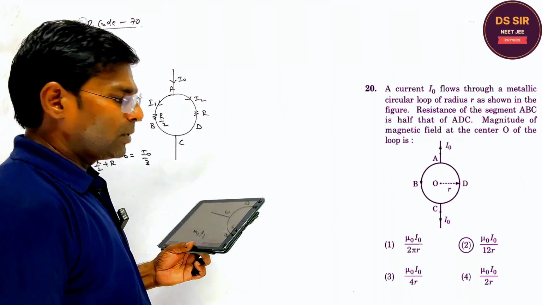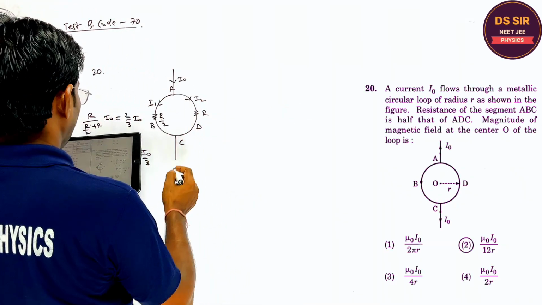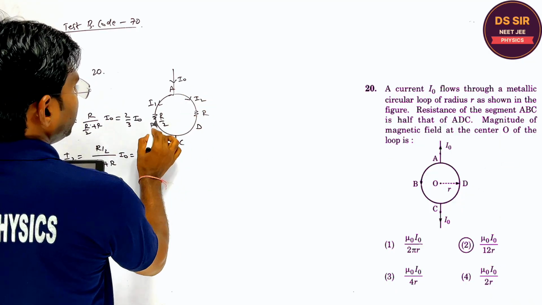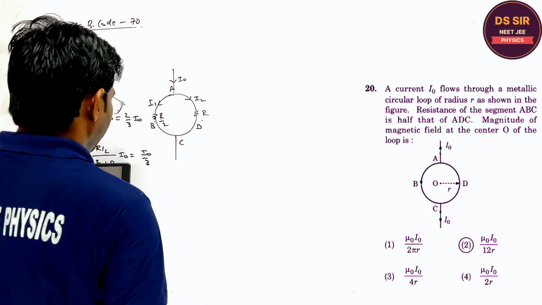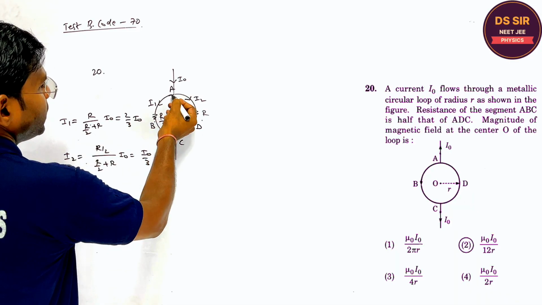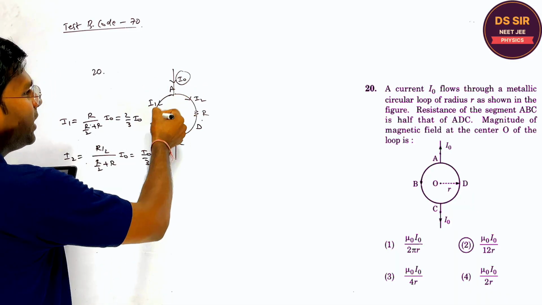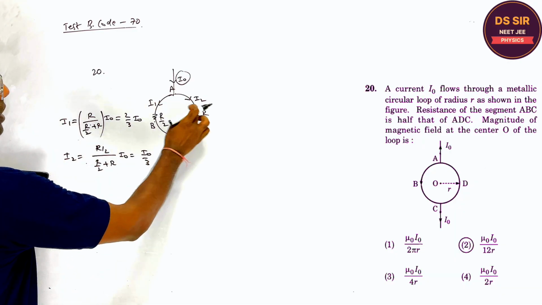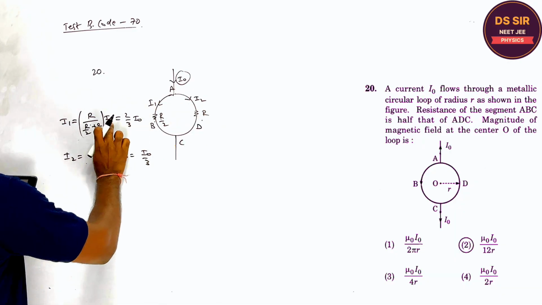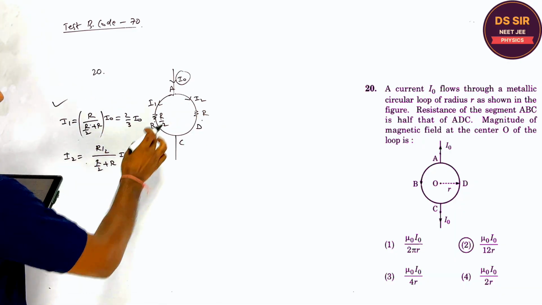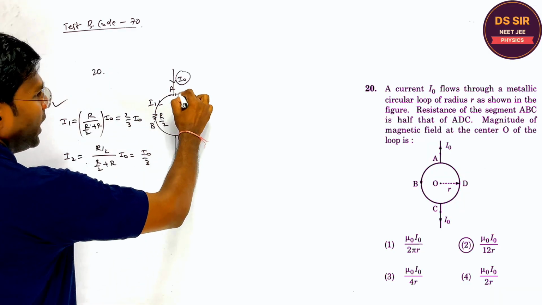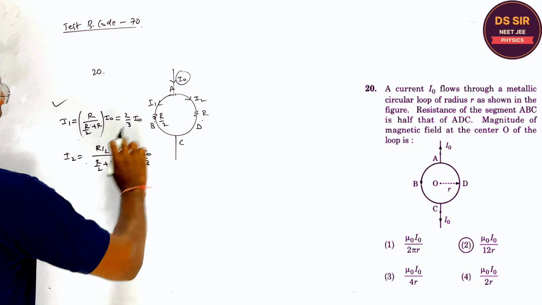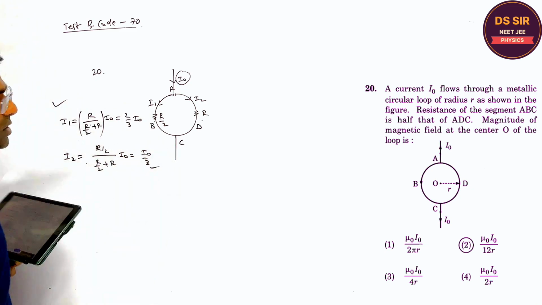So read question number 20. The current is I naught and the two semicircles ABC and ADB, its resistance is half of that of ADC. It is given in the question. Therefore, if it is the total current, the current divider rule I had applied. I1 is equal to what? R2 upon R1 plus R2 into I naught. This is the current in this branch. And the current in this branch, I2, will be equal to R1 upon R1 plus R2 into I naught.